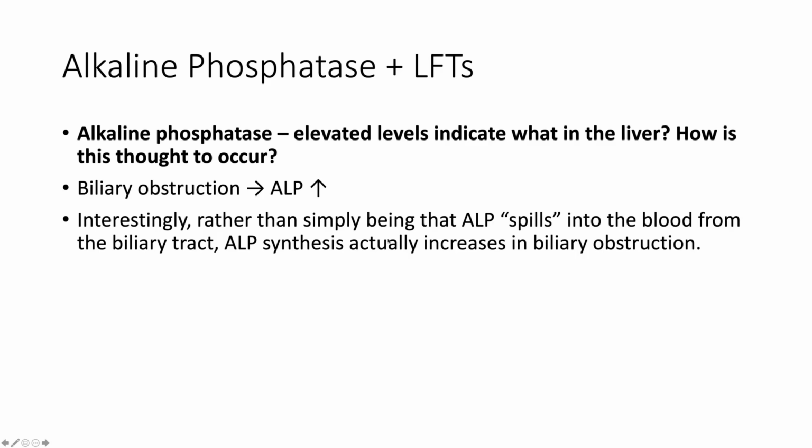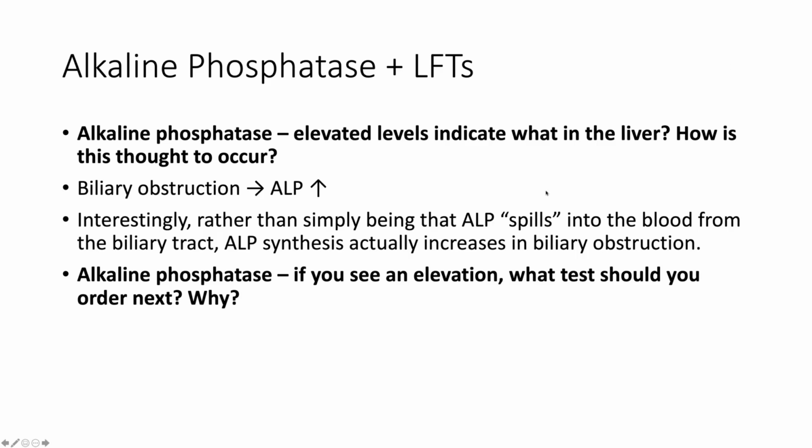The reason is that you increase synthesis of it anytime you have biliary obstruction, for reasons that are beyond me. I do not know why. But yeah, it's actually because of an increase in synthesis. I think that's an important distinction to make because it's found in liver cells, so you would think that any time you had damage to the liver, you would also see an increase in alkaline phosphatase. But that's not really true to the extent that you'd think, right?